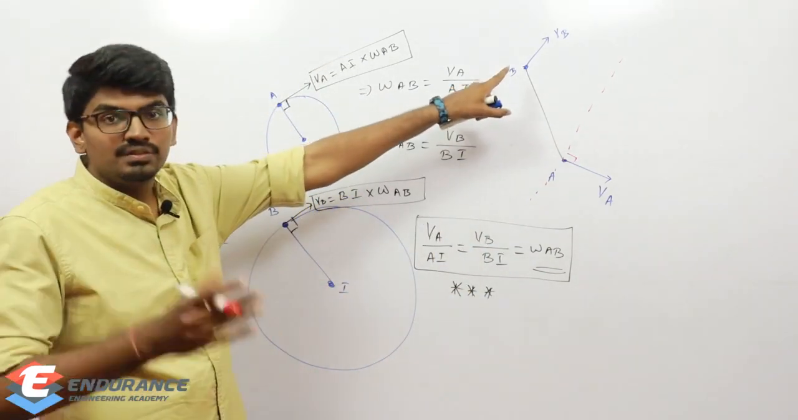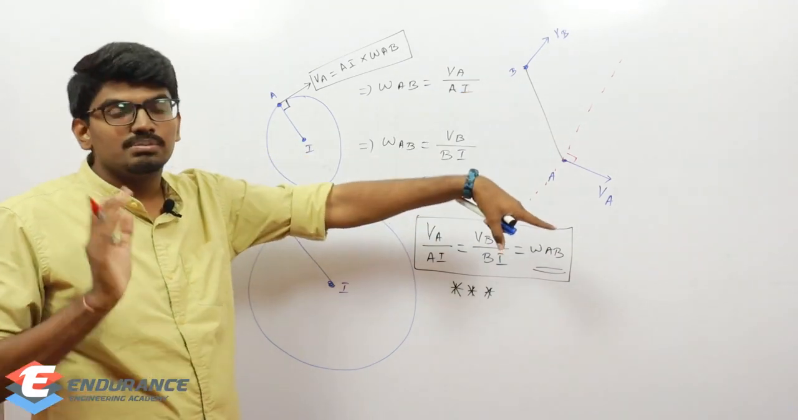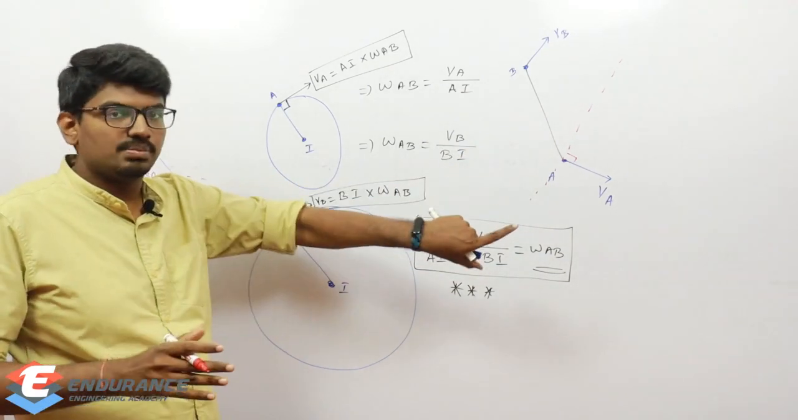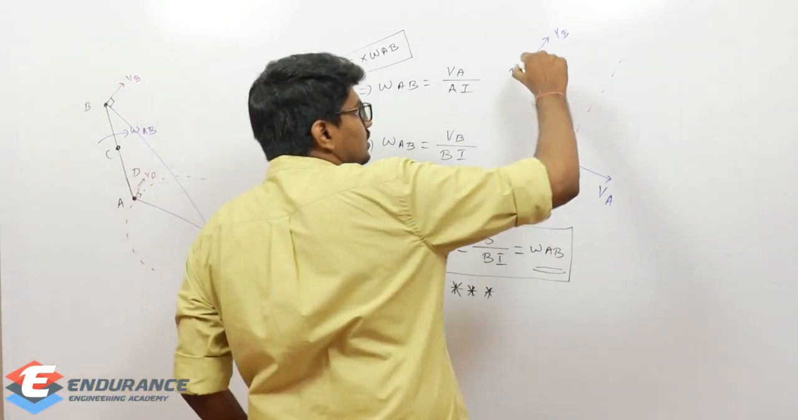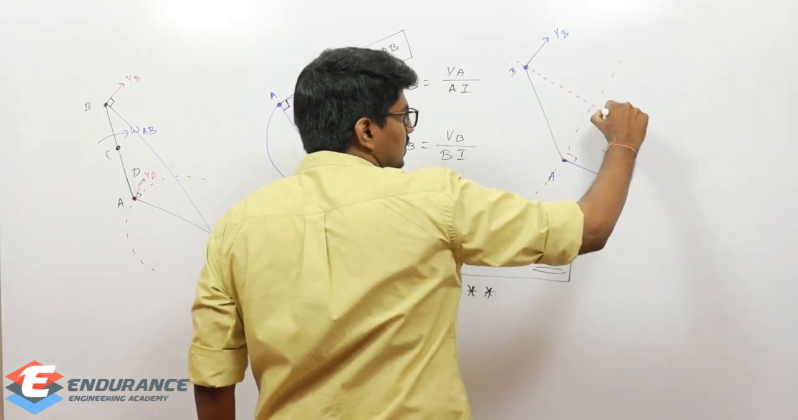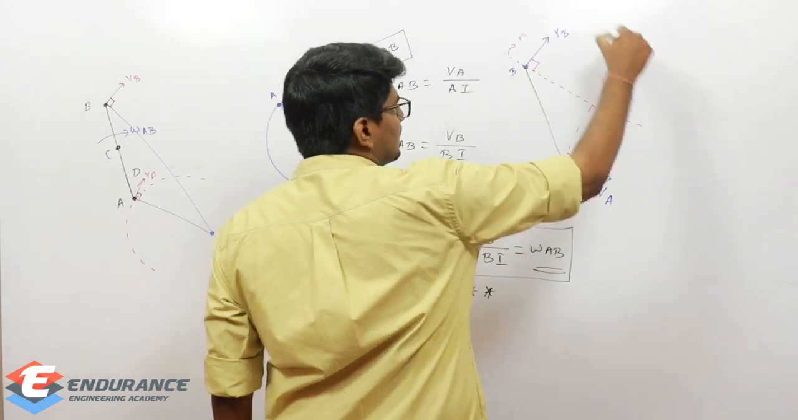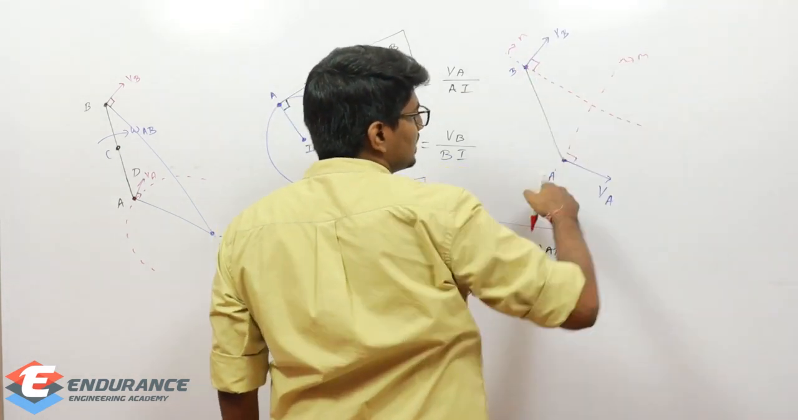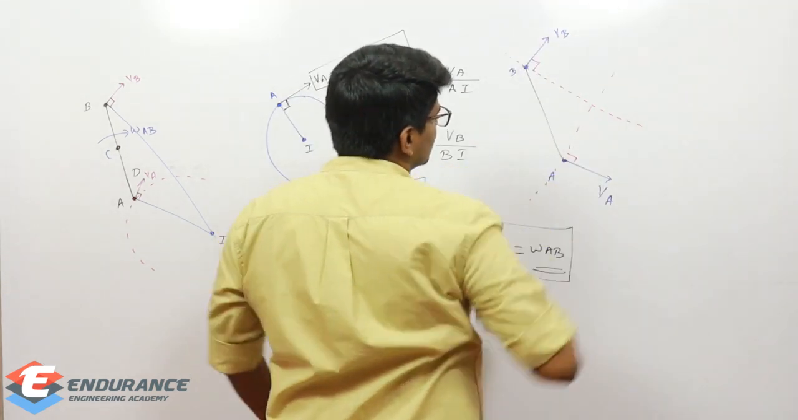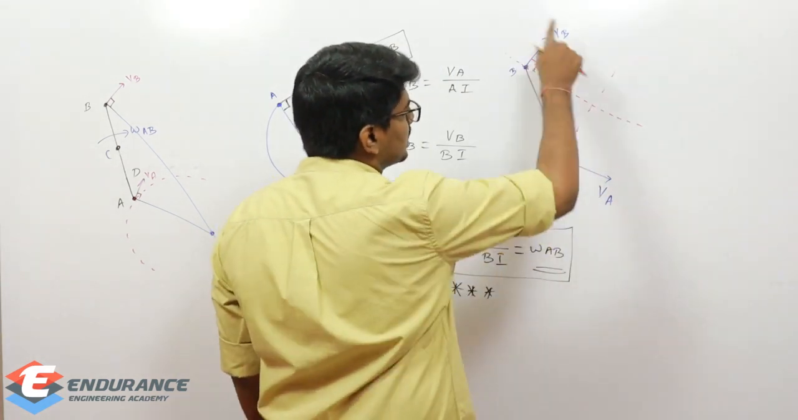I have VB, and we know again that the instantaneous center is going to lie on the line which is perpendicular to VB, because VB is a tangential velocity. So the instantaneous center has to lie on the line perpendicular to it. So if I draw a perpendicular at this point for this velocity, this is the perpendicular line. This is n and this is m. This line is perpendicular to velocity VA. This line is perpendicular to velocity VB.